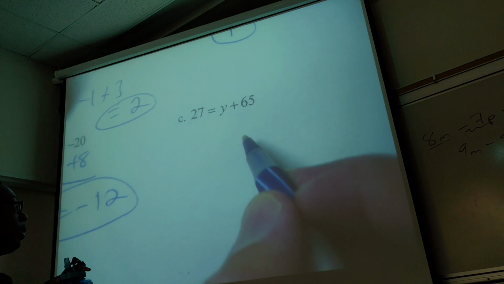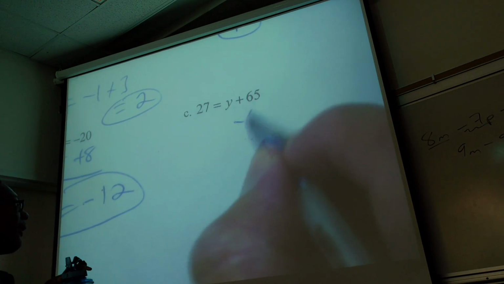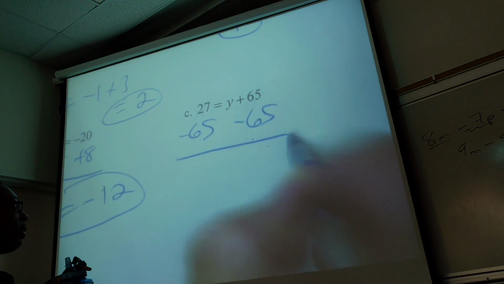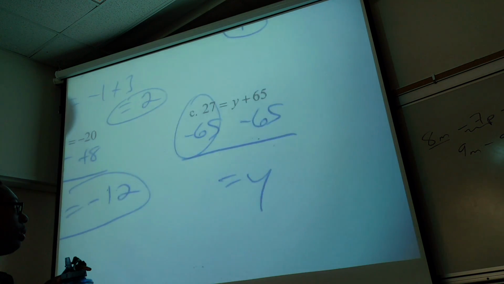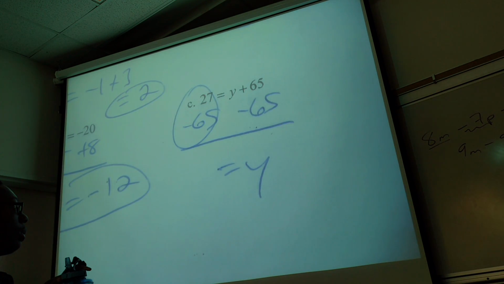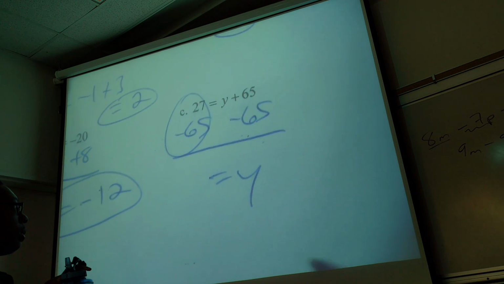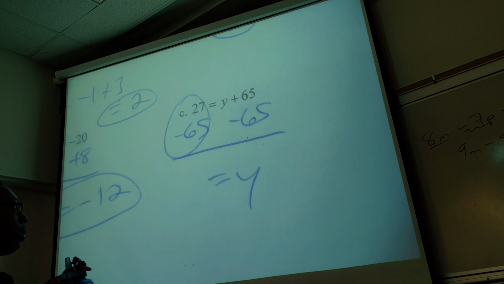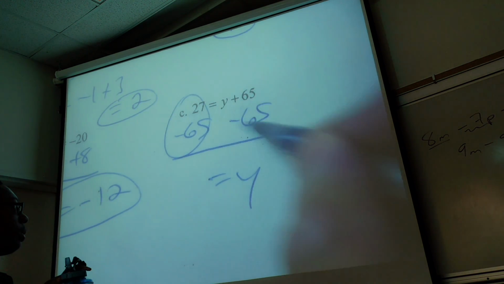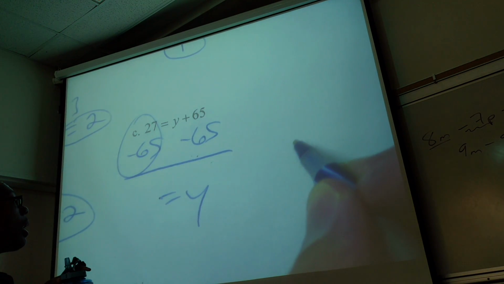What do you do here? Now here's where people get confused. You cannot subtract that directly because you can't take 65 away from 27. You can't. So what you do is you apply the rules, that's why the rules exist. What do I do since they're opposite signs?